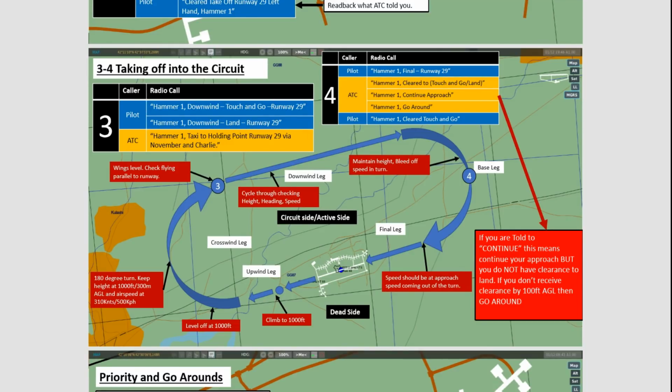You'll get three responses here: cleared touch and go or land, continue approach, or go around. Continue approach means carry on what you're doing, but you're not cleared to land yet. Perhaps there's an aircraft on the runway, and ATC is waiting for them to get out of the way. They expect them to, but they might not. If you don't hear clearance by about 100 feet, you go around: full power and pitch up. Same if you hear go around from ATC. We'll talk about that in a second.